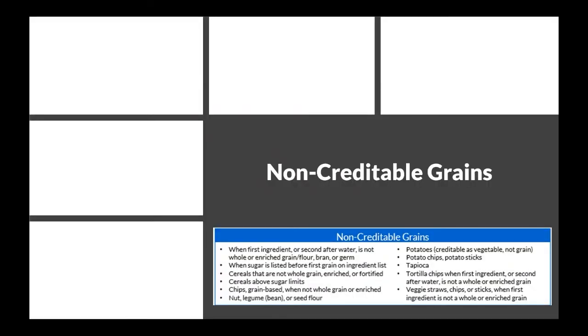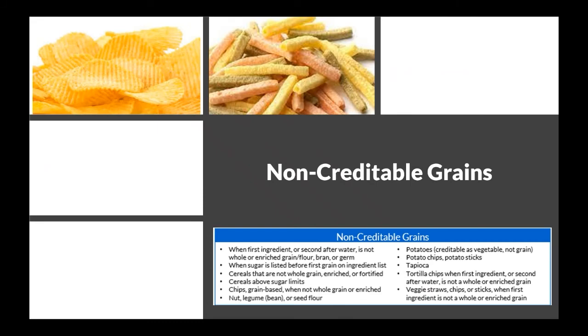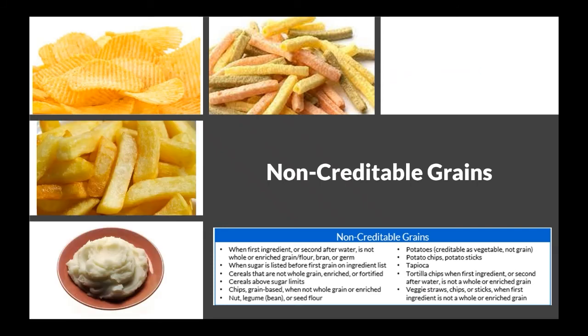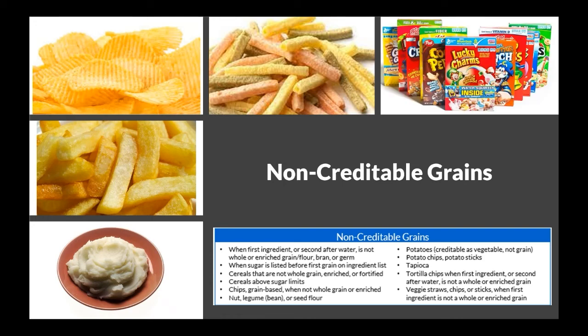And here are a few other non-creditable grains. Potato chips or sticks and veggie straws, chips or sticks, are not creditable as a grain because they're considered a processed snack type food. Potato foods, such as French fries and mashed potatoes, are many times thought of as a grain. However, they don't credit as a grain, they credit as a vegetable. And cereals that are above the CACFP sugar limits are also not creditable.